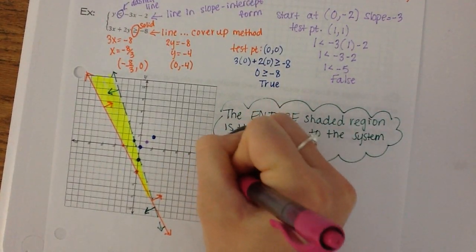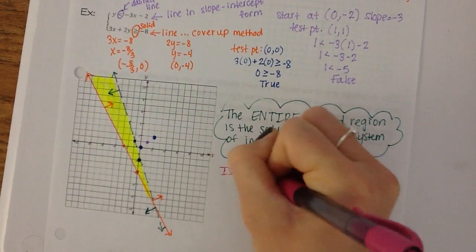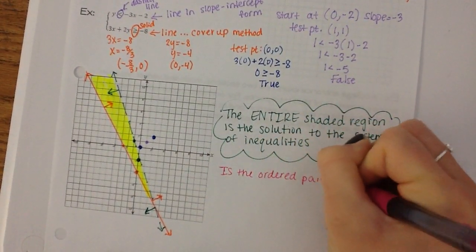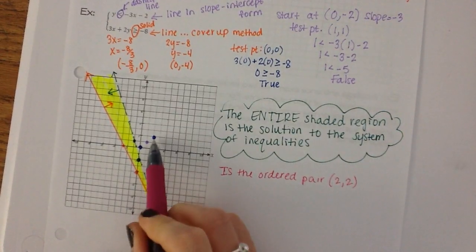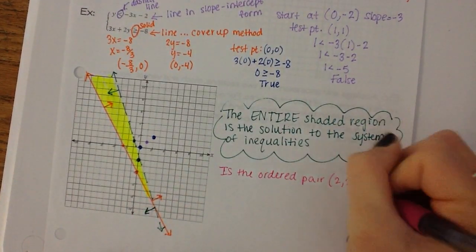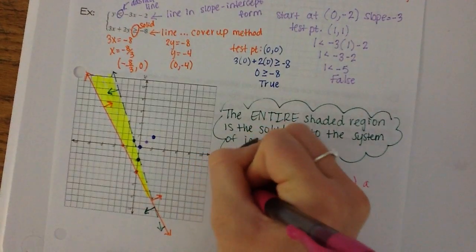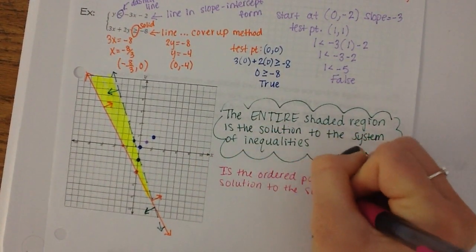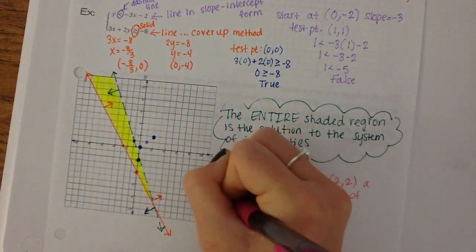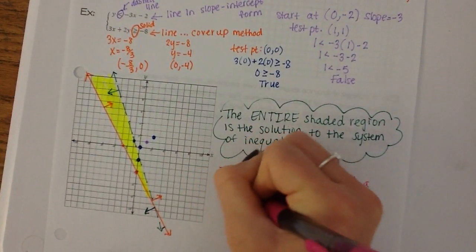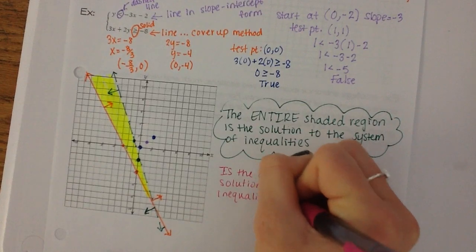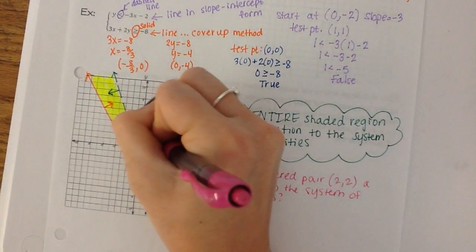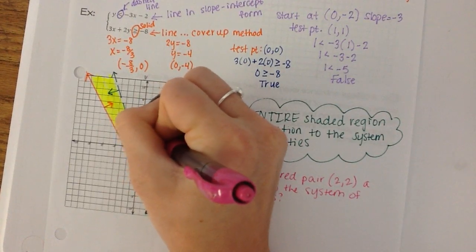I'll ask you guys a question. Is the ordered pair, I'm going to use 2, 2 since I already put it on there, a solution to the system of inequalities? Okay, so we're looking at 2, 2, so this point right here.